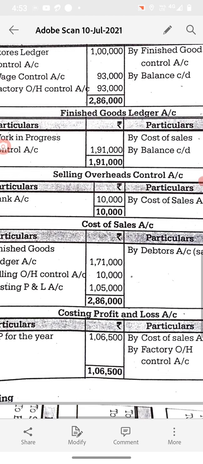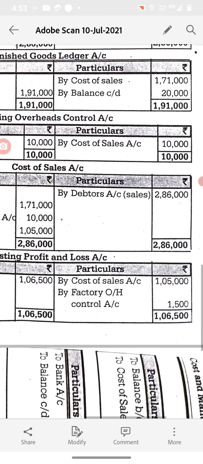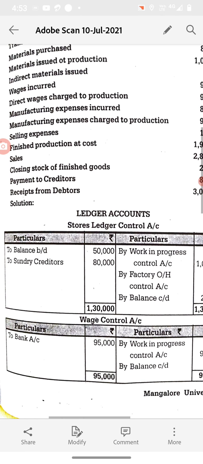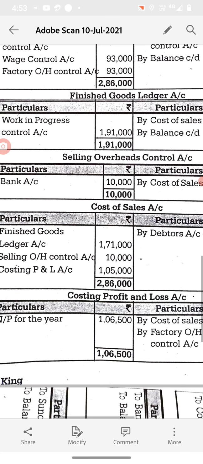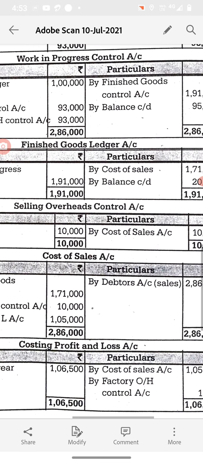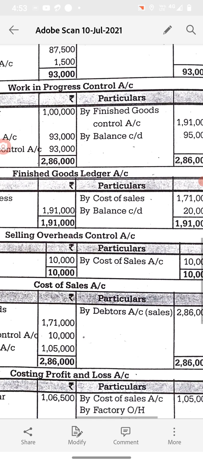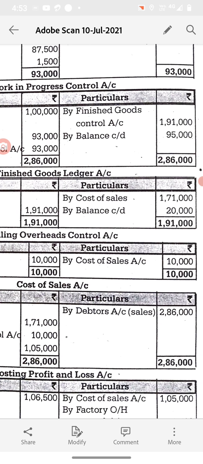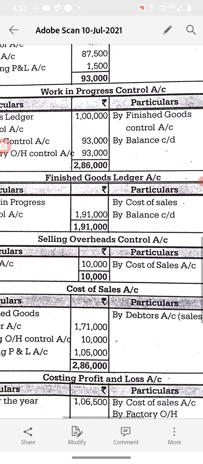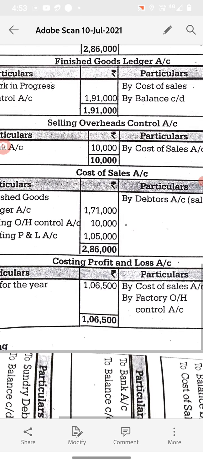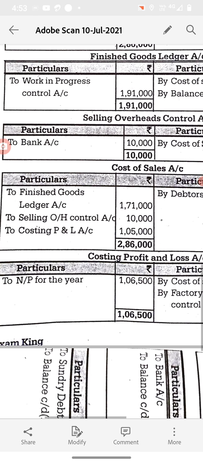Then sales, so cost of sales account is there. So sales by debtors 2,86,000. So debtors account to sales. Okay, cost of sales. Closing stock of finished goods. Now you cannot close the finished goods, I told you, only expense accounts you have to close. So finished goods by balance carried down, you have to write 20,000. Now you have debit side 1,91,000, but the credit side only 20,000. Remaining amount you have to transfer from finished goods to cost of sales. So by cost of sales, to finished goods you have to write 1,71,000.